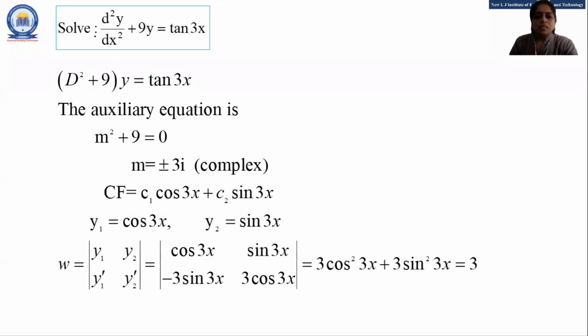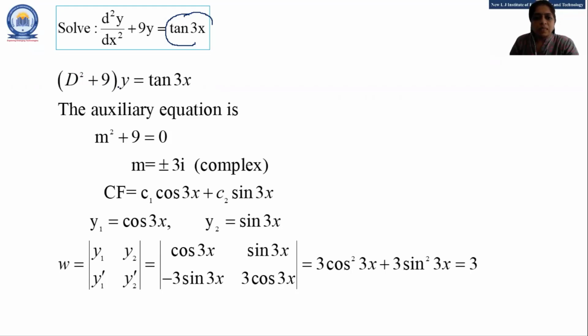That is d square y upon dx square plus 9y is equal to tan 3x. Again, students, see, your right hand side is tan 3x. So if you are asked in the exam to solve this ordinary differential equation, you cannot apply the shortcut method in this example, right? So when your right hand side is in the form of tan, then you have to solve your differential equation with the variation of parameter method only. Okay, this is the best way. So let's start the solution.